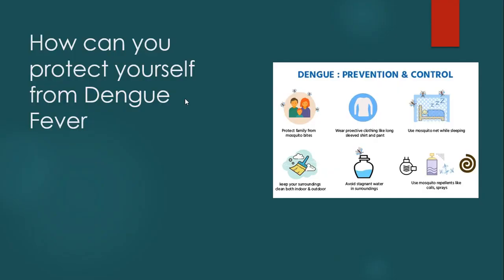Mosquitoes that spread dengue fever bite from dusk to dawn. Prevent mosquito bites by staying indoors during this time. Other ways you can prevent mosquito bites are putting screens on your windows and doors in your home and draping mosquito netting over beds.